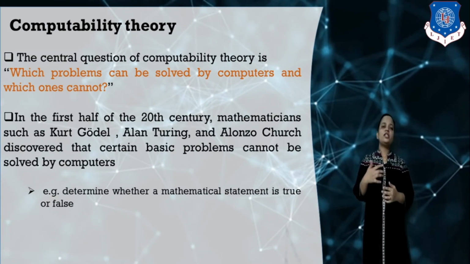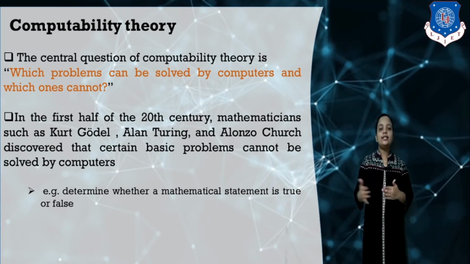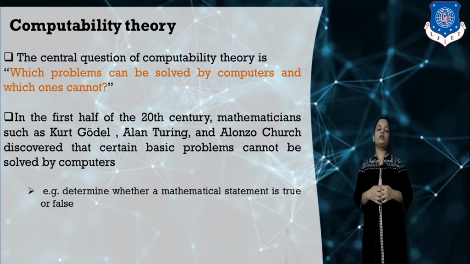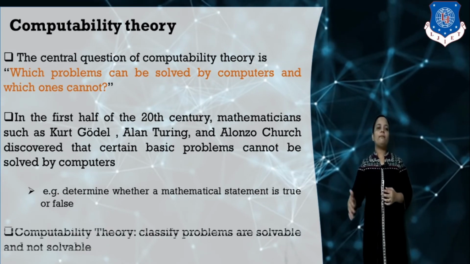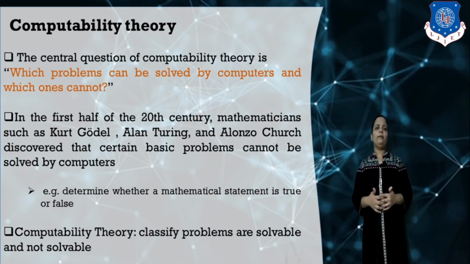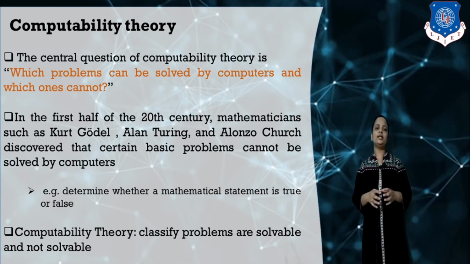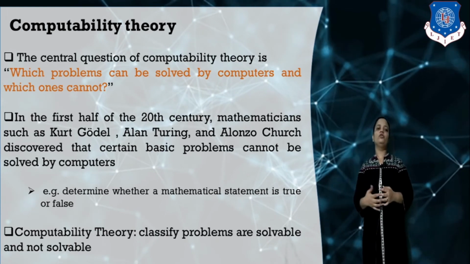In the first half of the century, three mathematicians, the first one being Kurt Gödel, discovered that there are certain problems which cannot be solved by computers. For example, can we determine whether a particular mathematical statement is true or false? This computability theory basically deals with classifying problems that are solvable and not solvable. So these are the basic theoretical concepts of computability theory.